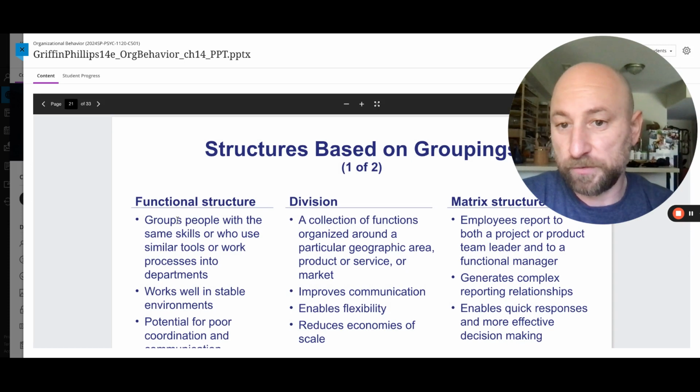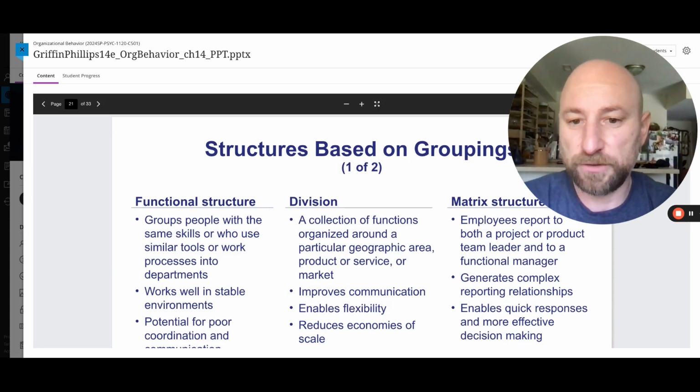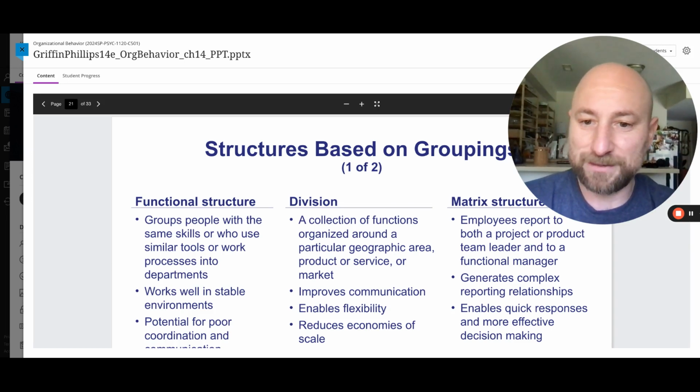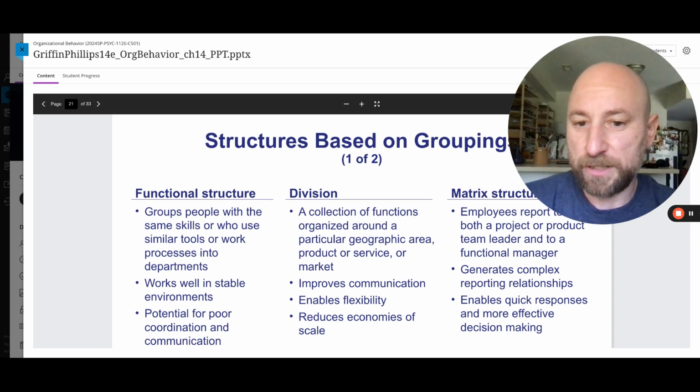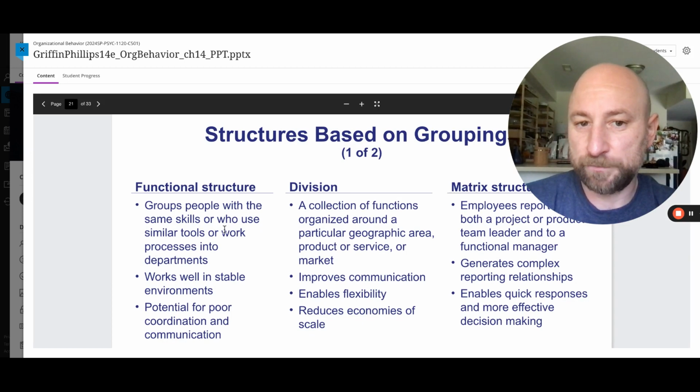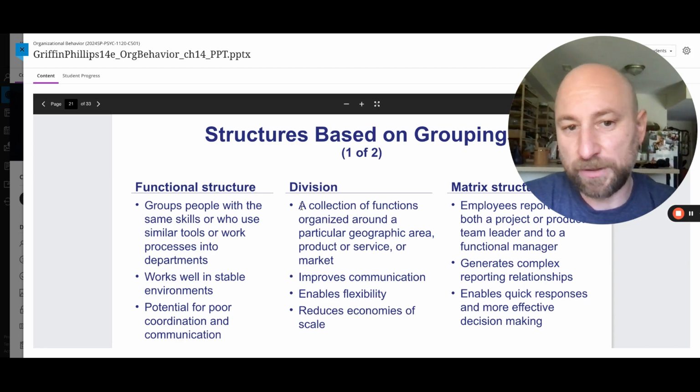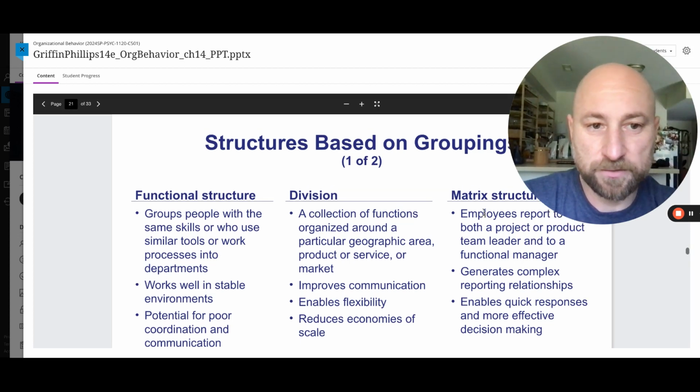A functional structure groups people with the same skills or who use similar tools or work processes into departments. This works well in stable environments, though there is potential for poor coordination and communication. You could have a division structure, a collection of functions organized around a particular geographic area, product, or service, right? So Southeast Division, Northwest Division, etc. Improves communication, enables flexibility, reduces economies of scale.